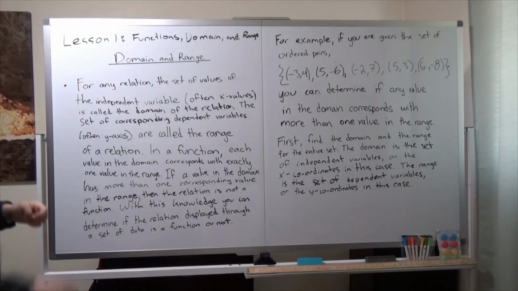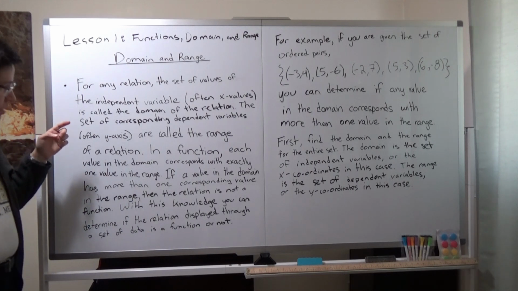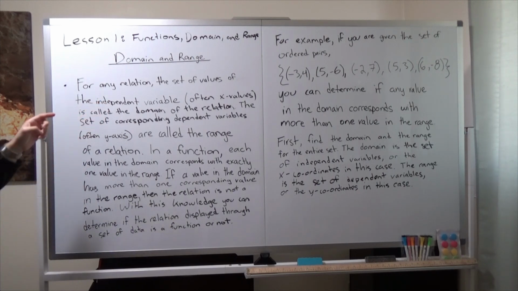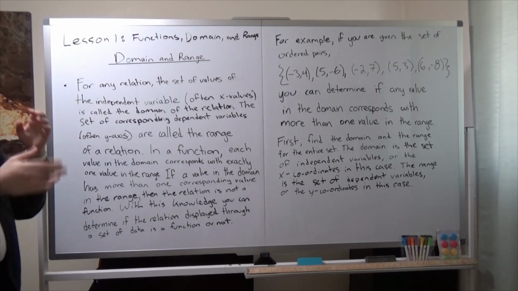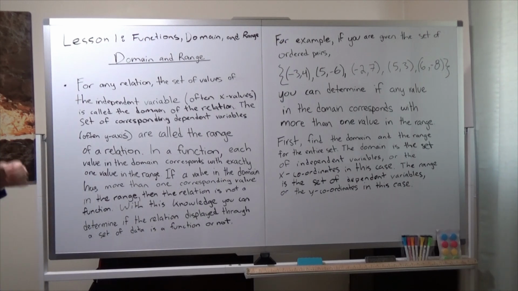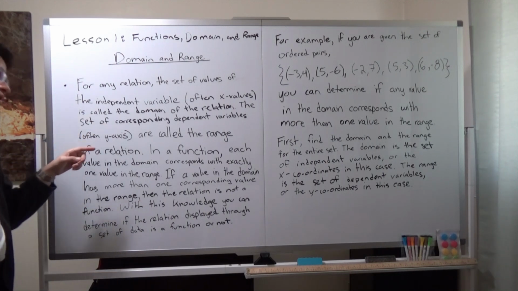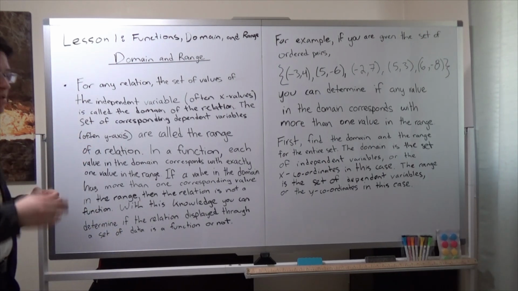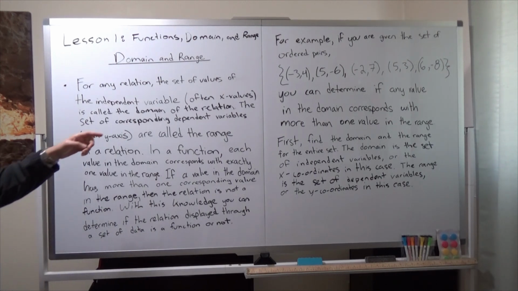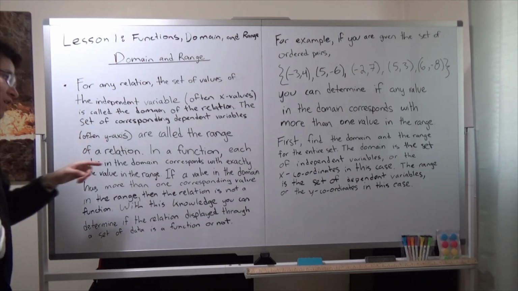Domain and range. For any relation, the set of values of the independent variable, often the x values, is called the domain of the relation. The set of corresponding dependent variables, often the y values, is called the range of the relation. In a function, each value in the domain corresponds with exactly one value in the range.